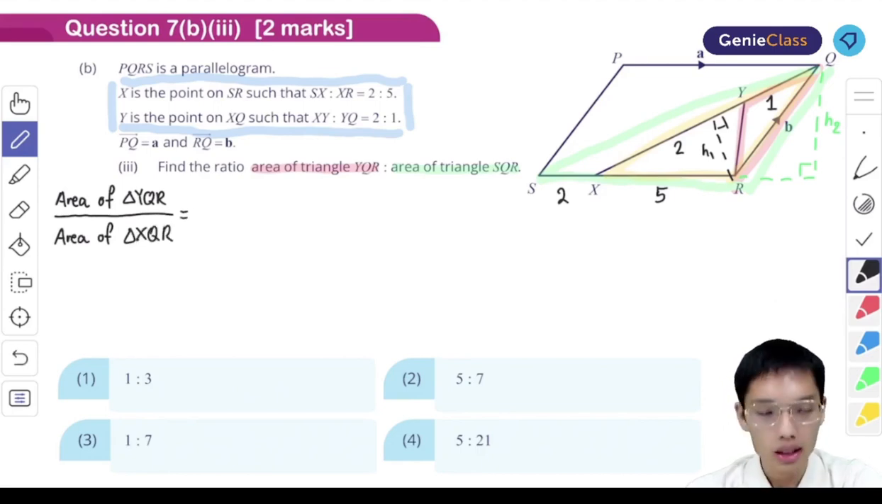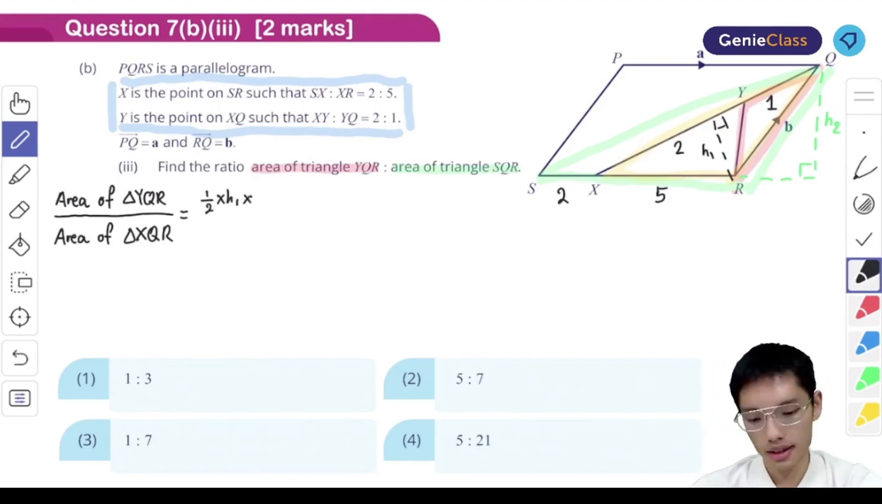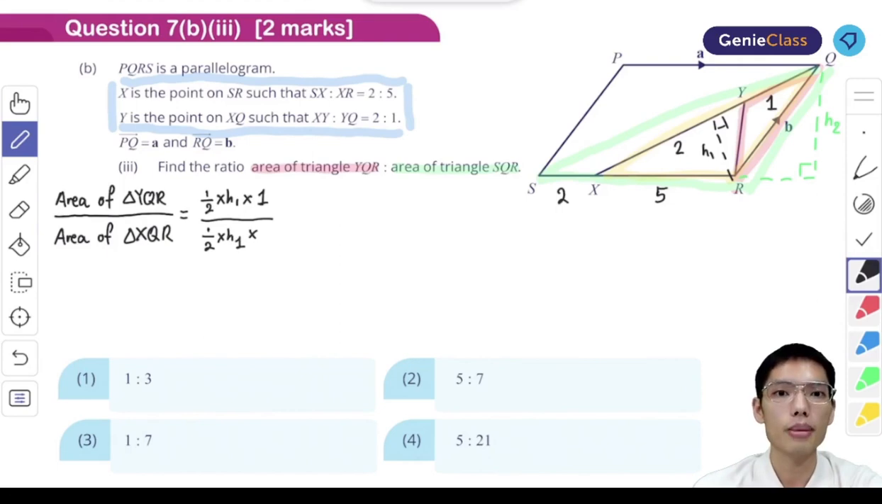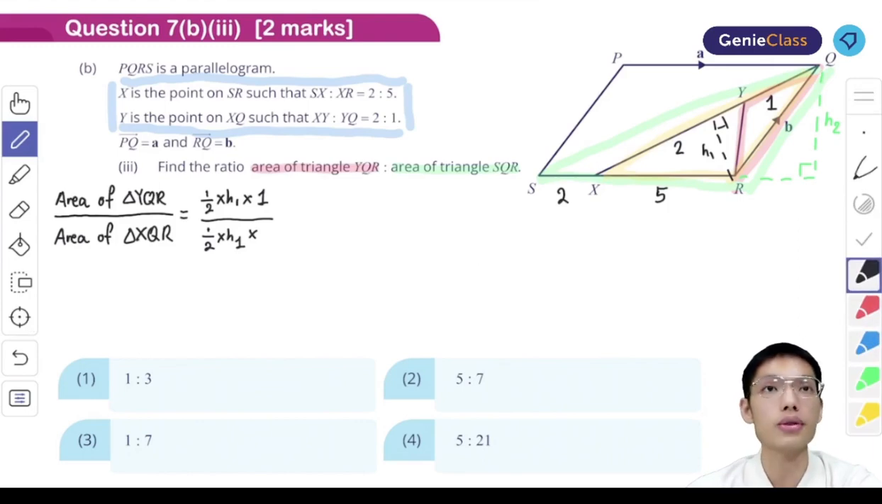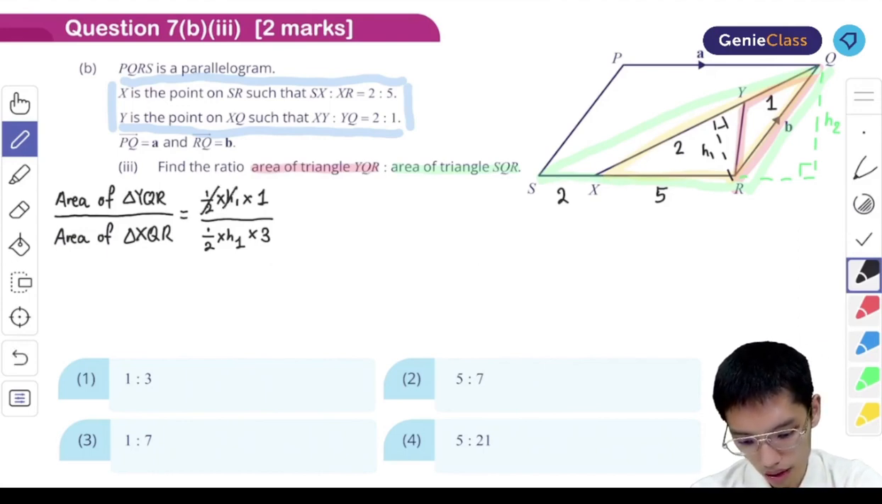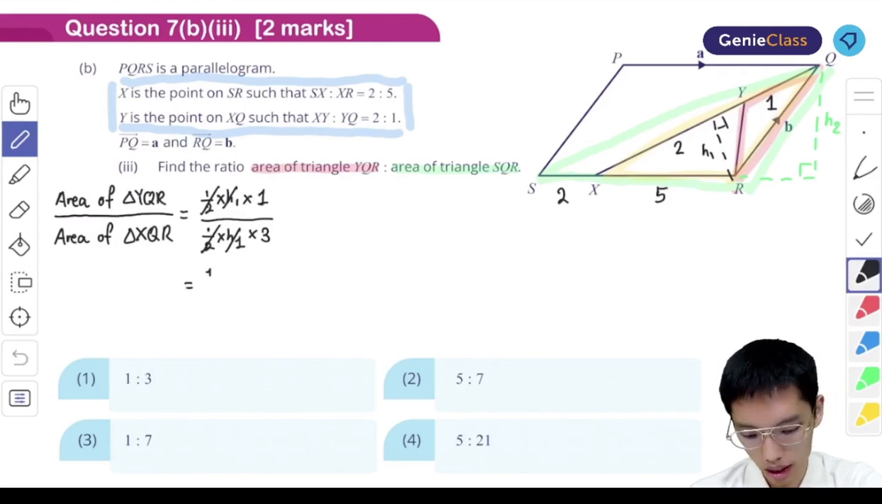Area of triangle, half times the common height times the relevant base, which is 1. Next one, half times the common height, not 2, times the common side, which is, take note, don't take 2, is this whole side over here, guys, because the whole yellow triangle is over there. So that is going to be 3. Then we cancel the common terms, 1, 2, 2. The halves and my heights get cancelled. And my ratio is 1:3.